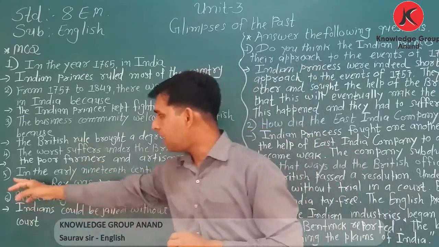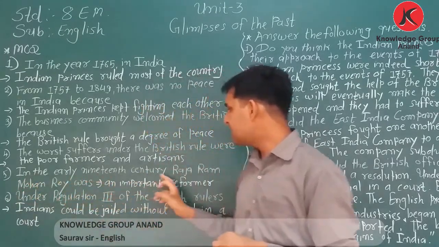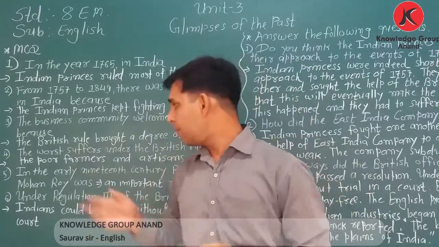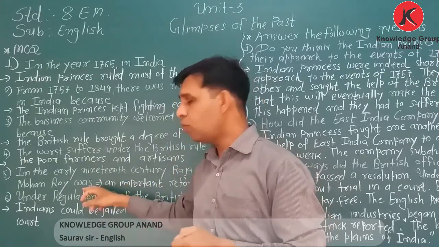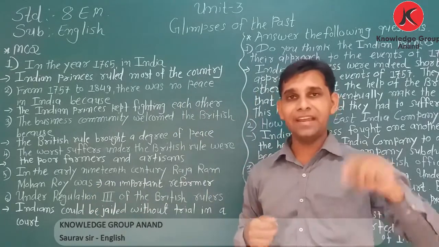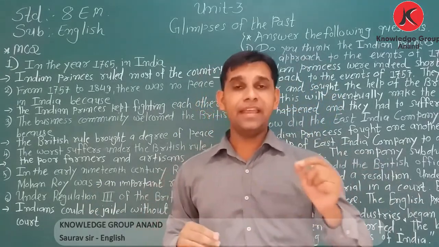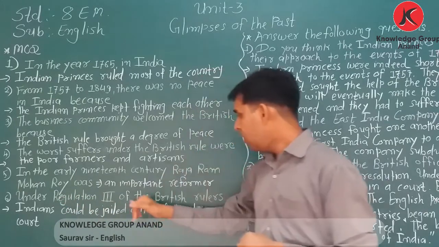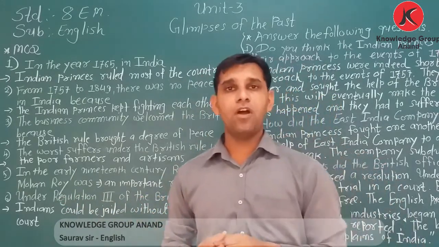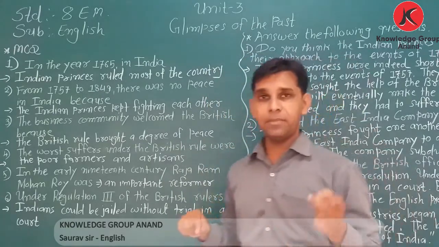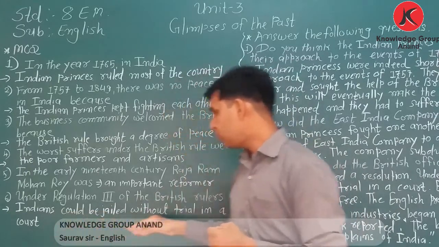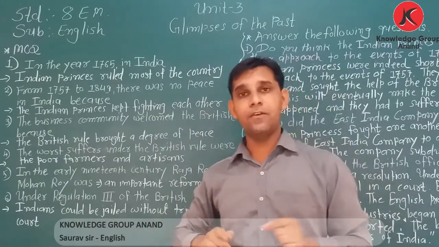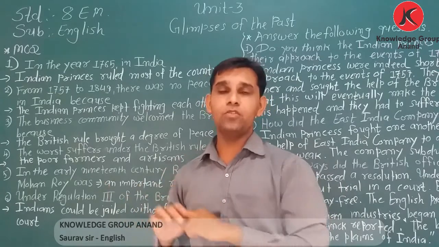Okay, now MCQ number 5. In the early 19th century, Raja Ram Mohan Roy was, what did Raja Ram Mohan Roy do? An important reformer. Okay. Now number 6. Under Regulation 3rd of the British rulers, what did the British rulers do with the Indians? Let's see. Indians could be jailed without trial in a court. The Britishers could jail Indian people without sending them to court.